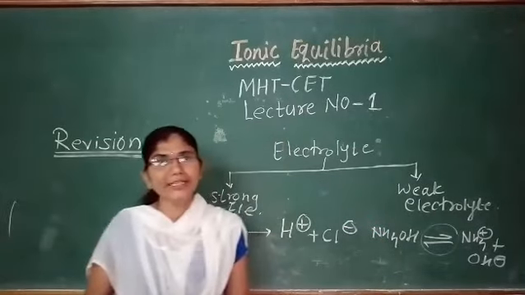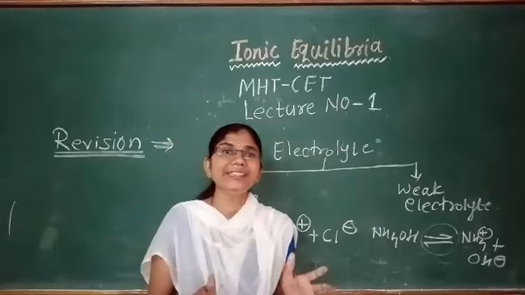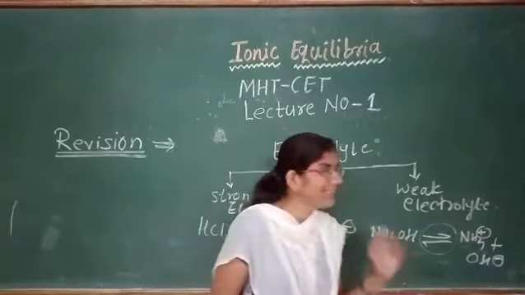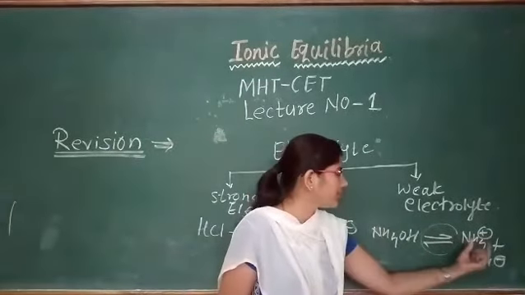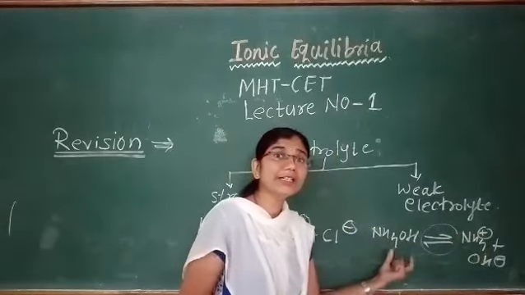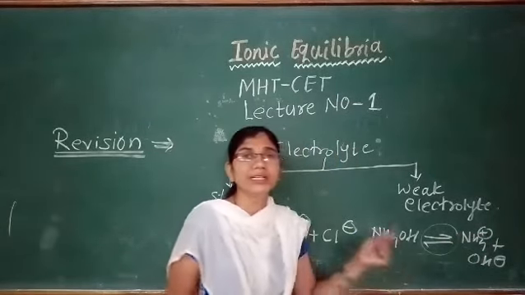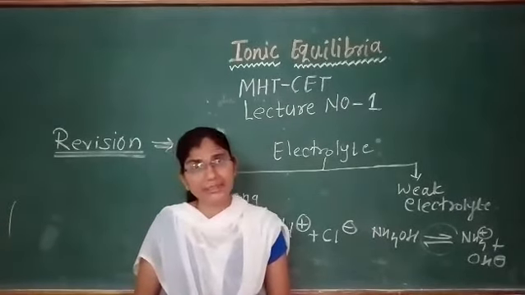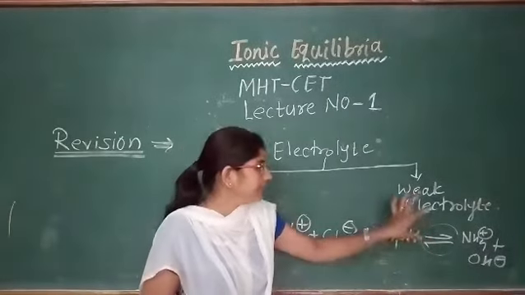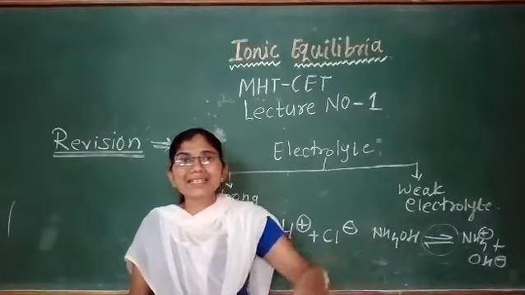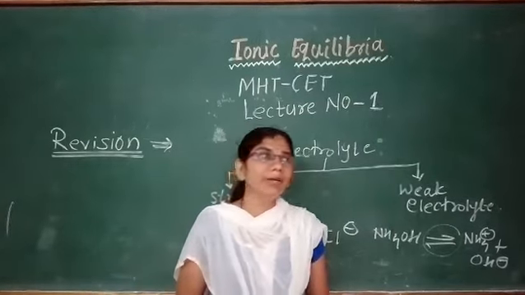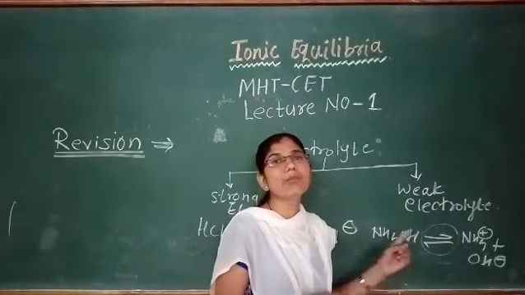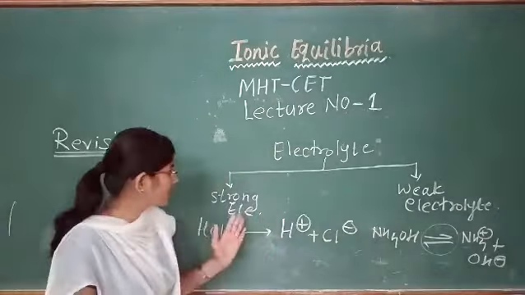A weak electrolyte dissociates partially or incompletely, and hence there is an equilibrium between the ions and the undissociated molecules. This is called ionic equilibrium. In a weak electrolyte, an equilibrium exists between the ions and the undissociated molecules. But what about the strong electrolyte?